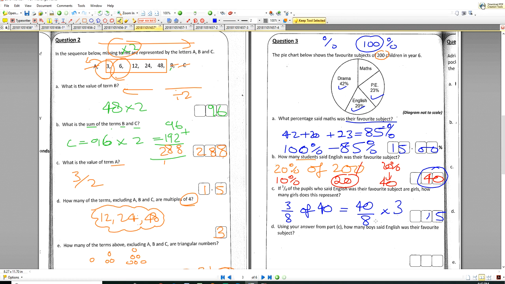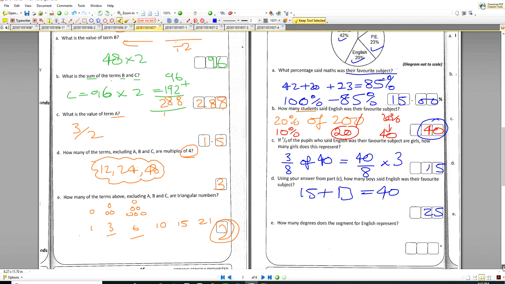The rest of them were the boys out of the 40. Using your answer from part C, how many boys said English? Well, the number of boys and the number of girls together makes 40. So 15 add the number for boys gives you 40. So that will give us an answer of, nice and easy, 25. 25 boys like English.